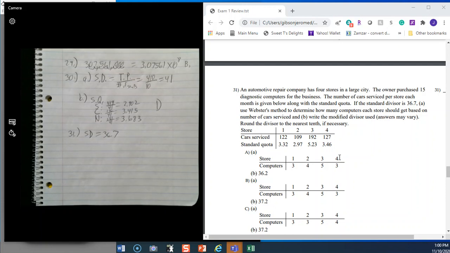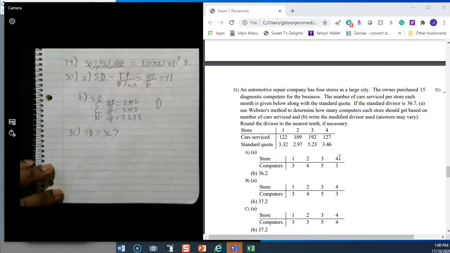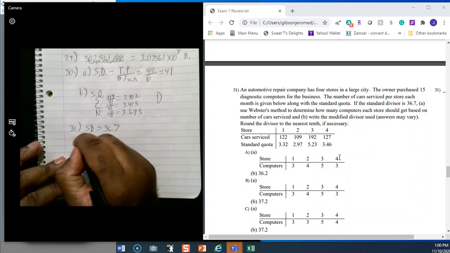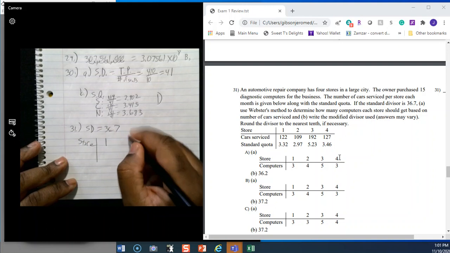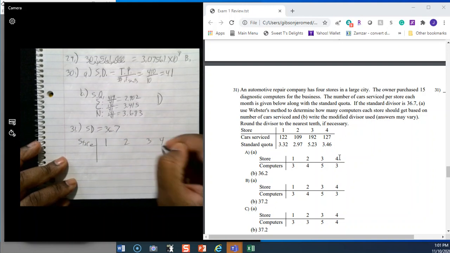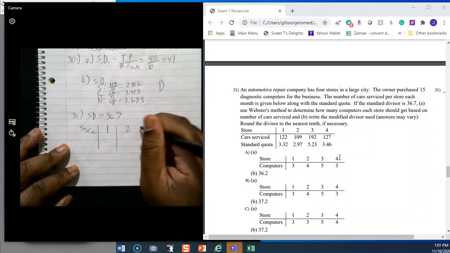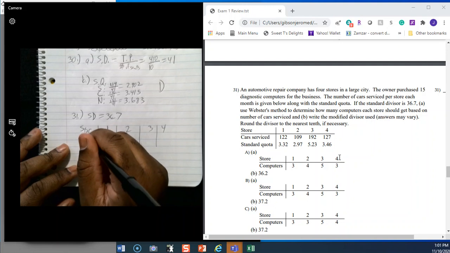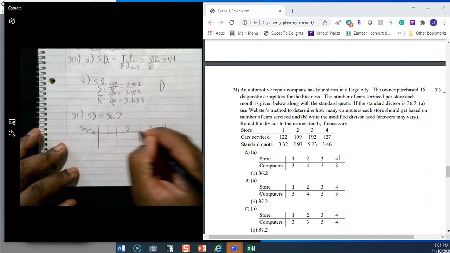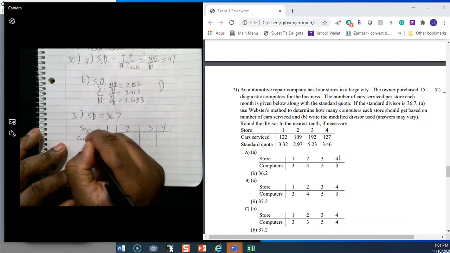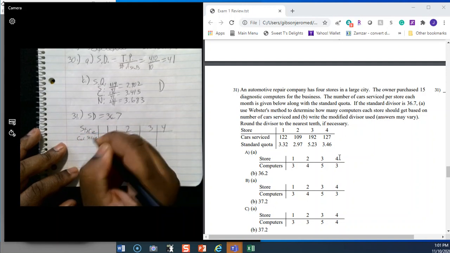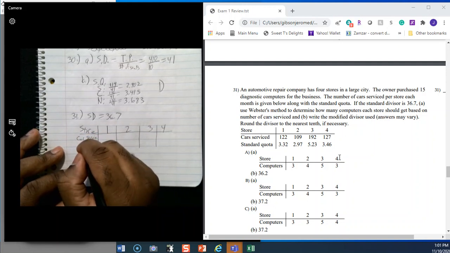Okay, so with Hamilton's method, we will have the store. We'll have the different stores. Now I know they didn't separate these with lines, but I need to for myself. So we have the cars serviced, and then the standard quota.